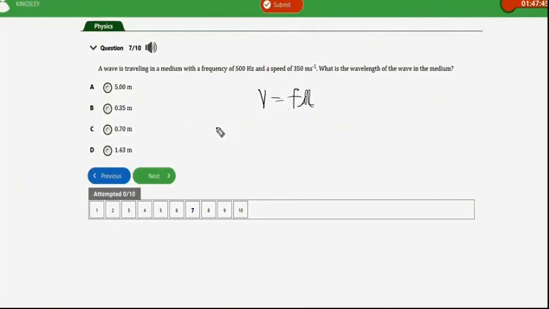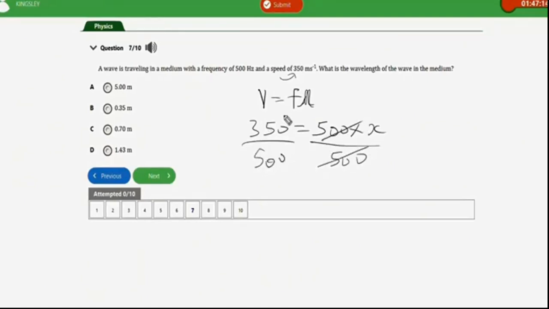So in the parameters we have the velocity, which is speed here, to be 350 equals. Now the frequency is what? 500 Hz. So times we're looking for the wavelength which is unknown. Let's call it x. Okay, times x. So basically, to make x the subject of the formula, divide both sides by 500.